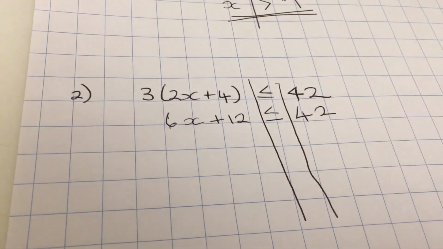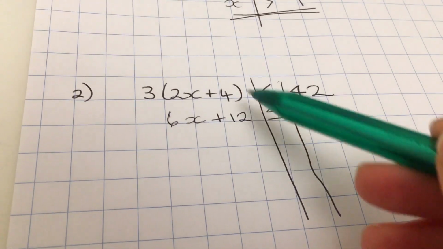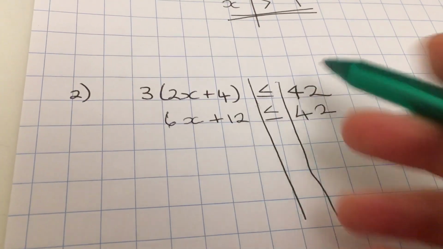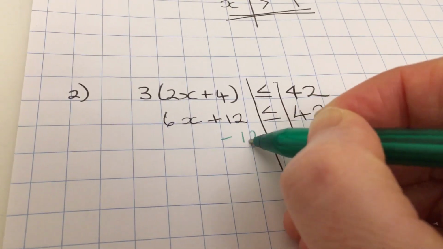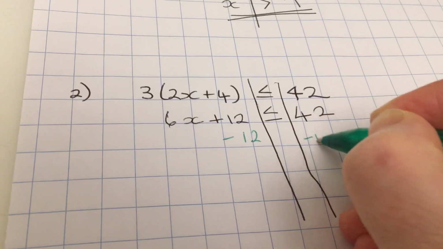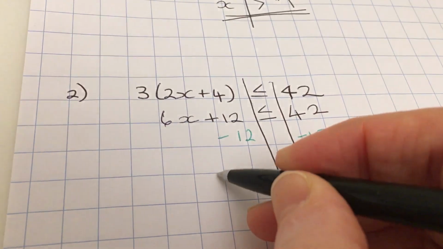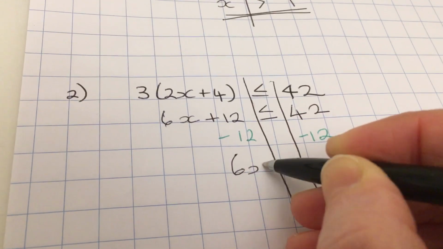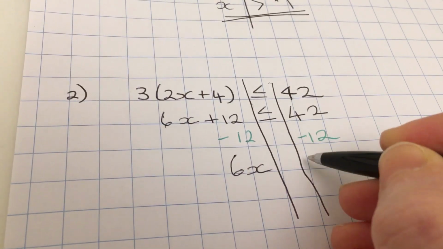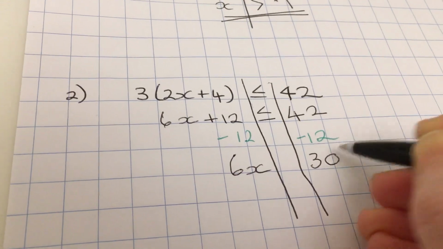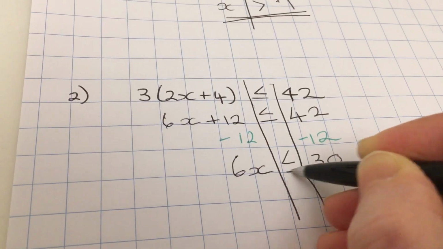We then want to remove the plus 12. The inverse of plus 12 is to subtract 12. We do that to both sides. This leaves us on the left hand side with 6x and on the right hand side with 30. The inequality sign stays the same.